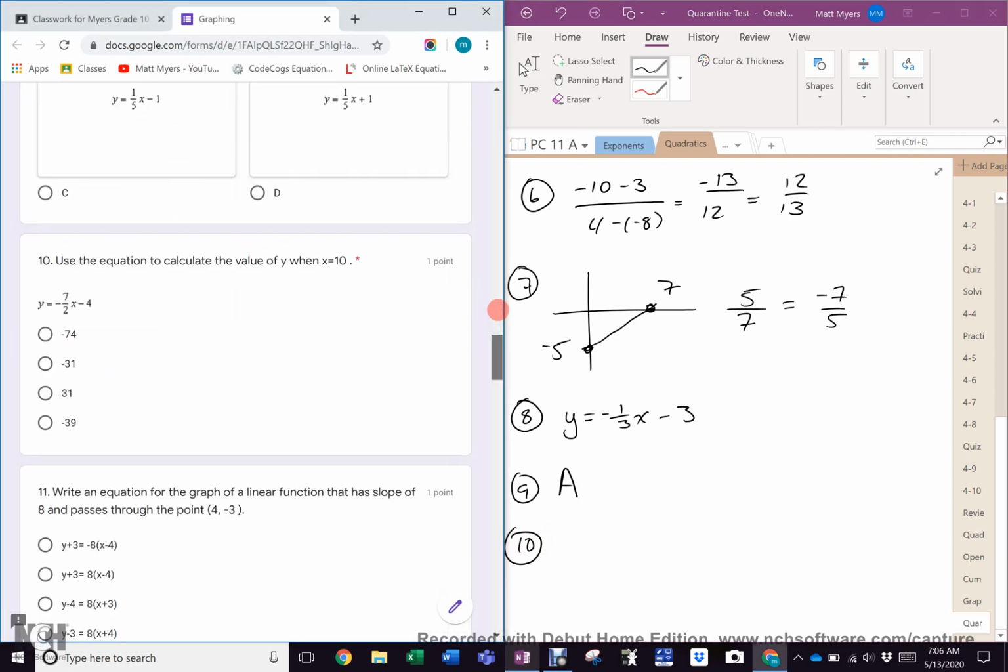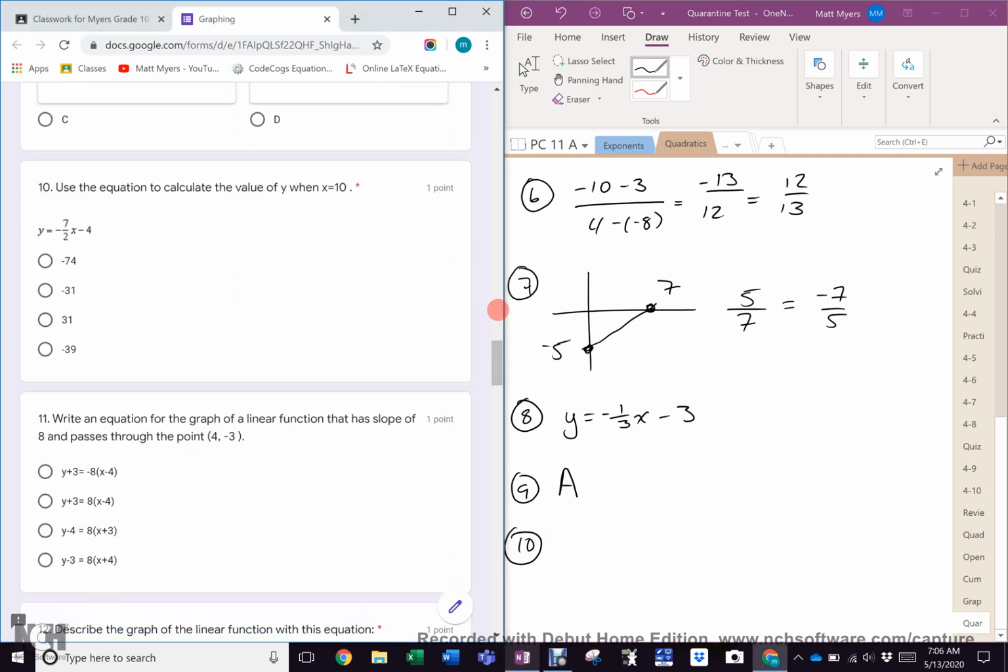Number 10. What's the value when x is 10? Well, that's y equals negative 7/2 times 10 minus 4, which equals negative 70/2 minus 4, which equals negative 35 minus 4, which equals negative 39.